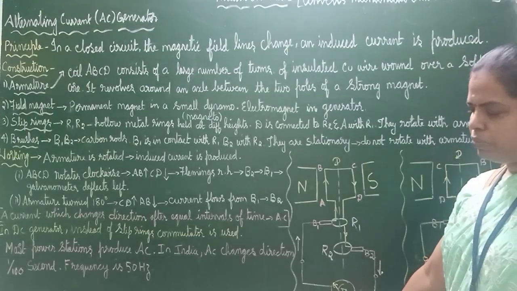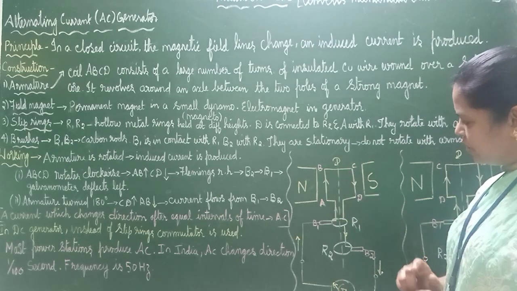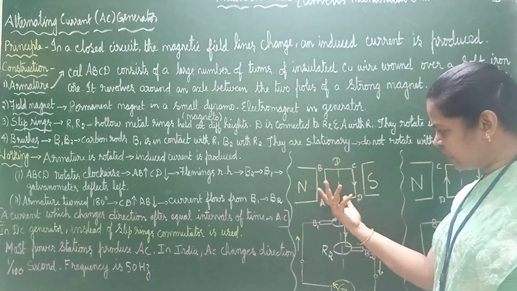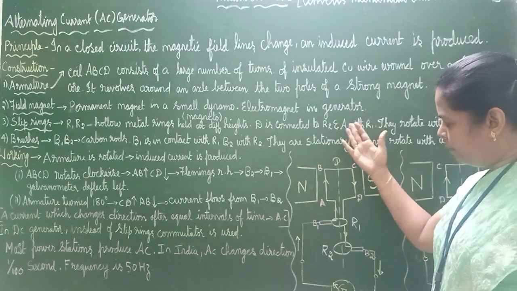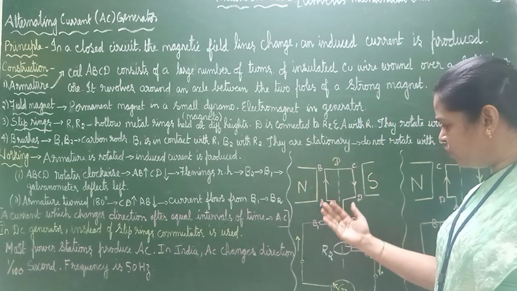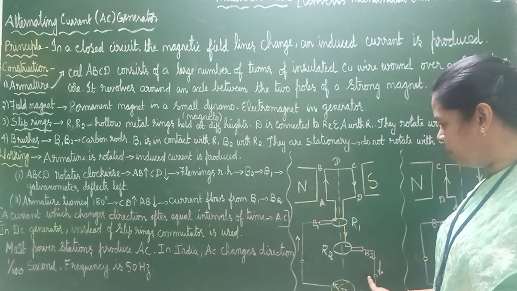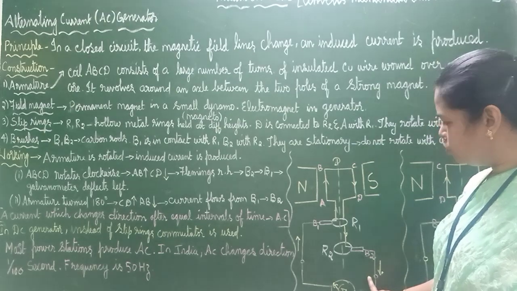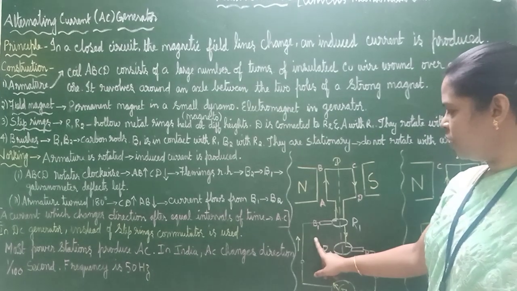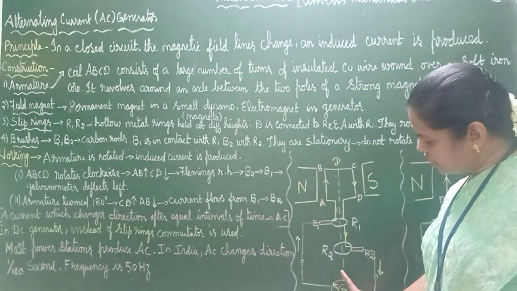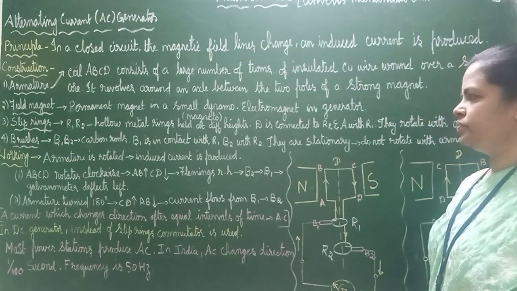Only thing you should keep in mind is A, B, C, D is the armature. When it is rotating clockwise, AB will move up and CD will move down. When it is moving like that, the current will flow from B2 to B1. So the galvanometer deflection will be towards left.